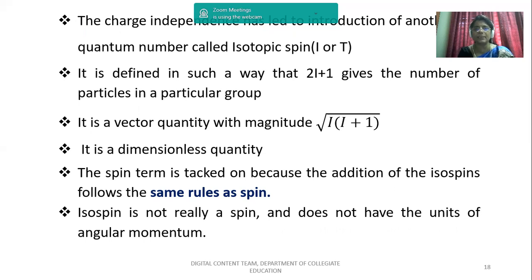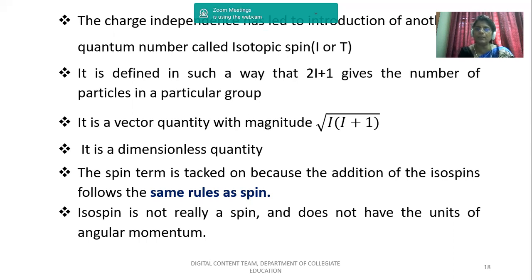And it is defined in such a way that 2I plus 1 gives the number of particles in a particular group. That means when you consider any group of particles formed, how many particles are present in that particular group can be found by knowing the value of I and using the general formula 2I plus 1. So when I substitute for I, I can calculate how many particles are present in a particular group. It is a vector quantity whose magnitude is always represented by the square root of I into I plus 1, where I is nothing but your isotopic spin, and it is a dimensionless quantity.